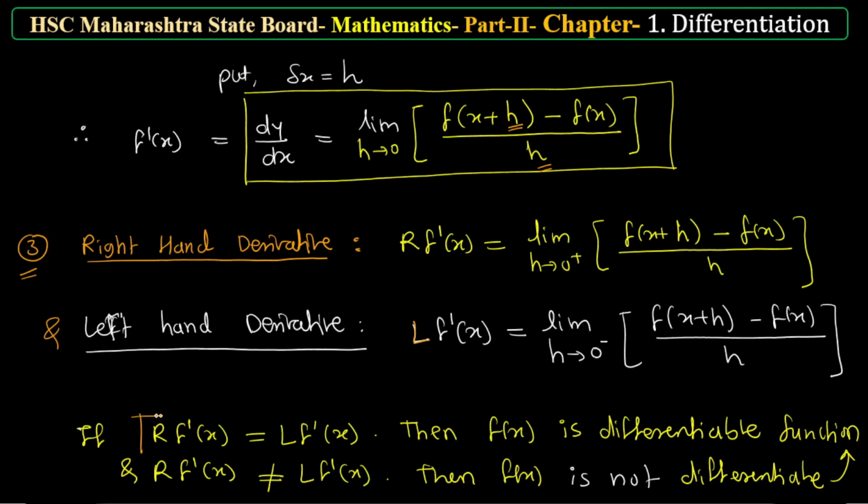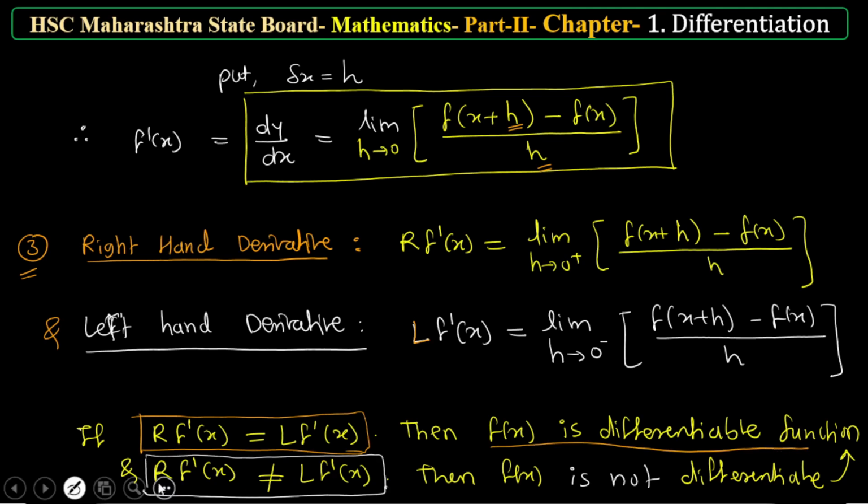If right hand side derivative is equal to left hand side derivative, then f of x is a differentiable function. If right hand side derivative is not equal to left hand side derivative, then f of x is not a differentiable function. कंडिशन येत असेल तर फंक्शन काय असणार आहे, नॉट डिफरन्शिएबल असणार आहे. इक्वल असेल तर डिफरन्शिएबल, नॉट इक्वल असेल तर नॉट डिफरन्शिएबल.